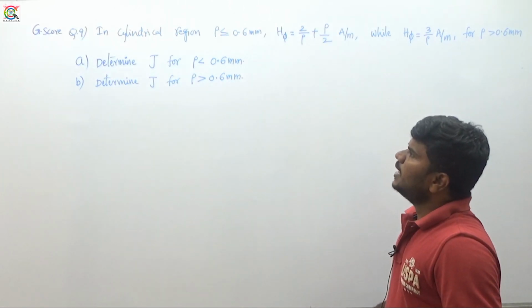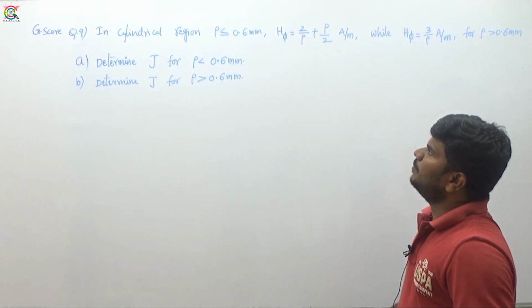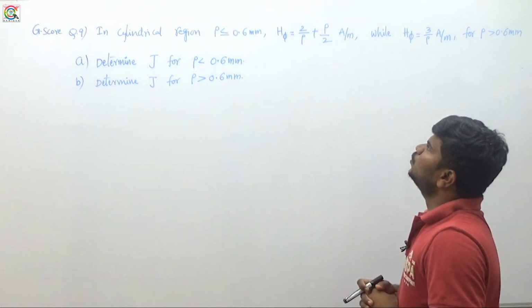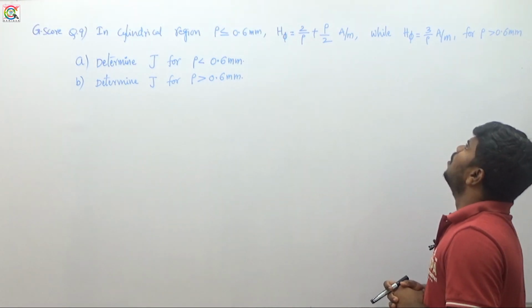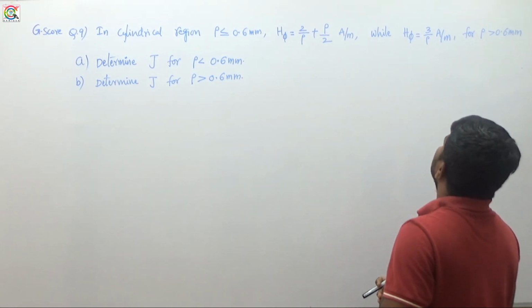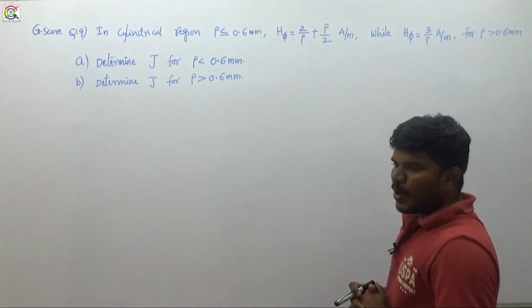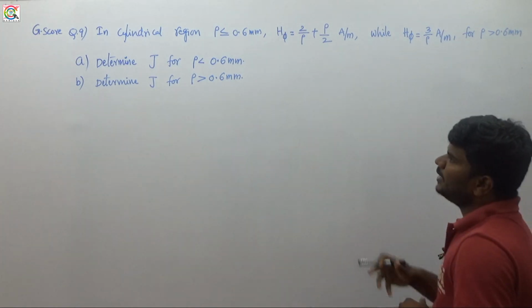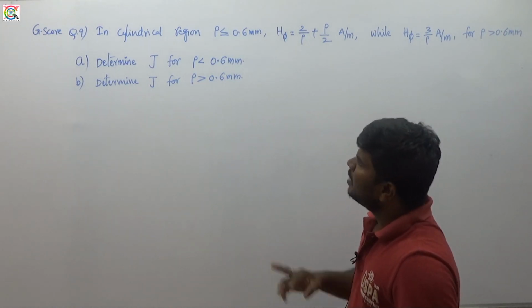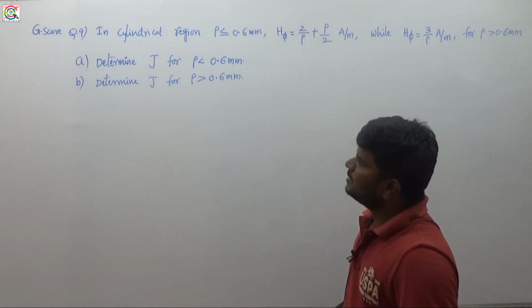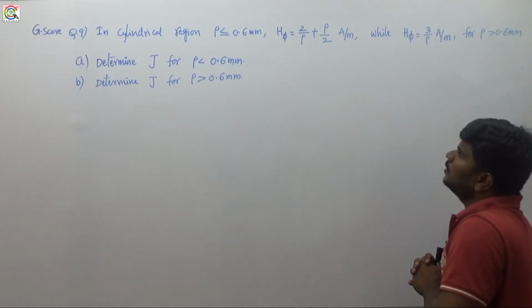Read the question. In the cylindrical region rho less than or equal to 0.6 mm, H phi is equal to 2 divided by rho plus rho divided by 2 ampere per meter, while H phi is equal to 3 divided by rho ampere per meter for rho greater than 0.6 mm. Determine J for rho less than 0.6 mm and rho greater than 0.6 mm. So this is the question.